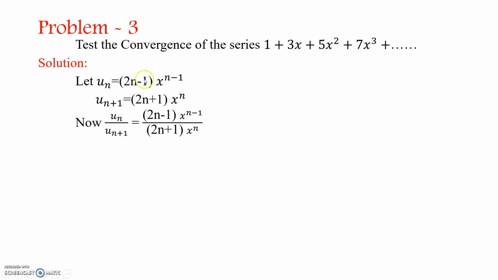Now un by un plus 1 equals 2n minus 1 into x power n minus 1 divided by 2n plus 1 into x power n. Therefore, here we can cancel this, x power n into x power minus 1 will come. So this x power n can cancel. That x power minus 1, write it in the denominator. Now here take the n outside, n into 2 minus 1 by n. Here also take n outside, n into 2 plus 1 by n.